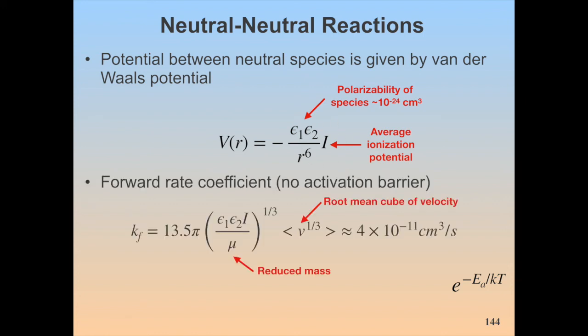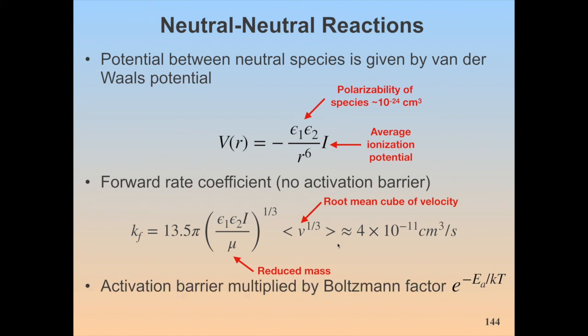Now, as for your forward rate coefficient, it's a little bit difficult to actually derive this whole thing here, but essentially the rate coefficient goes as the cube root of your polarizability and your average ionization potential, and then you divide that by the reduced mass of the two particles, take the cube root of that, and then multiply that by the root mean cube of the velocity. Typically these forward rate coefficients are around 4 times 10 to the minus 11 cubic centimeters per second. For this rate coefficient, this is basically assuming that there is no activation barrier. If there is an activation barrier, then you just have to multiply that by your Boltzmann factor, which is e to the minus your activation energy divided by kT. But most of the time, especially when you're dealing with very low temperatures, if you have any non-zero activation barrier, it's going to prohibit many of the reactions from actually occurring.